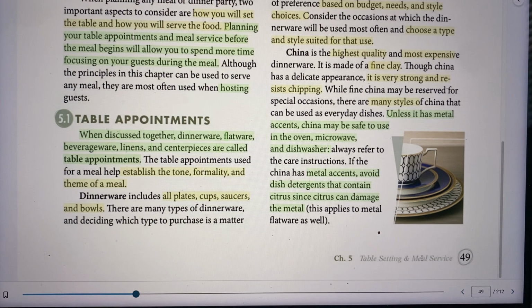Don't be afraid to put it in the microwave or in the dishwasher too. But if you see the metal, you might have a problem and should wash it by hand. Look at the care instructions on the china and you'll find out. If the china has metal accents, avoid dish detergents that contain citrus. Citrus can damage the metal. That's good to know, huh? If you have a metal accent, citrus in your dish soap may hurt the metal.